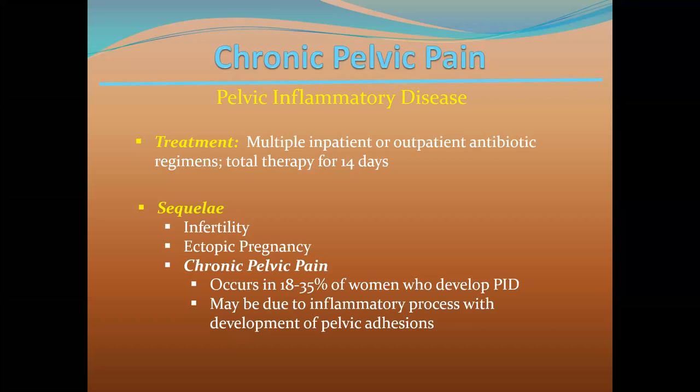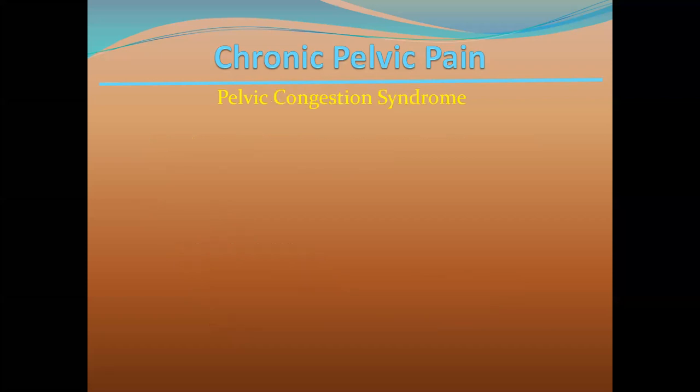Ectopic pregnancy: because there is inflammation of the fallopian tubes, there is a change in the ciliary movement of the fallopian tubes, and that also causes subfertility. The tubes are obstructed, and when a zygote is formed, it is of larger size, so it cannot move along the fallopian tube and it implants in the fallopian tube. Also the environment in the fallopian tubes is changed, so the zygote is implanted at that site. Chronic pelvic pain occurs in 18 to 35% of women who develop PID, which may be due to the inflammatory process with the development of pelvic adhesions.